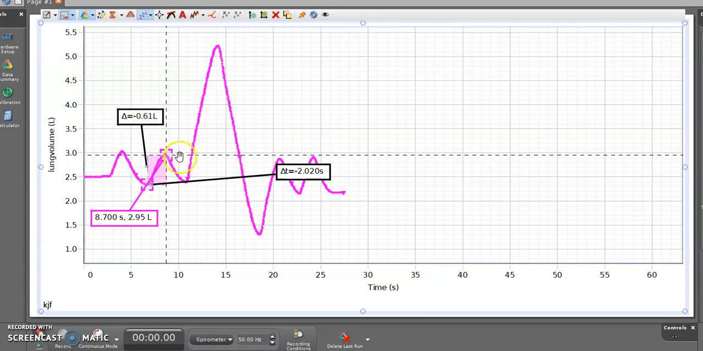But instead, you're going to be calculating from 3.0 down to, it looks like about 2.35 or something like that. So you'll physically calculate that by taking the line and drawing it from the top of that mountain to the lowest valley next to it. Okay, and you'll calculate based on that. Mine is going to tell me that I have 0.61 liters. So my TV, my tidal volume, what I normally breathe in and out, is going to be 0.61.